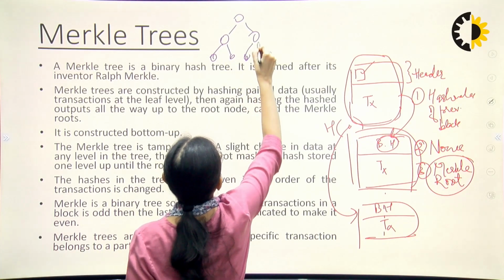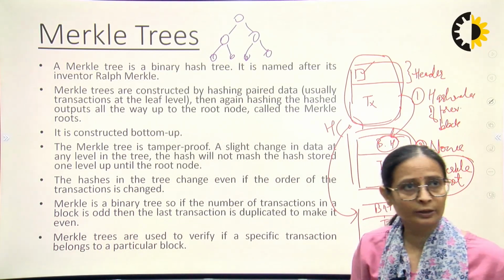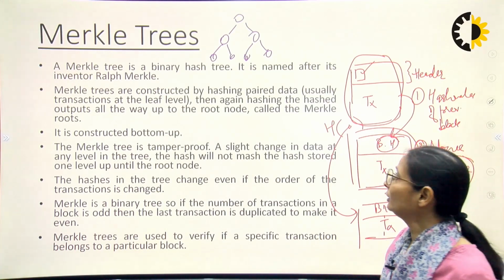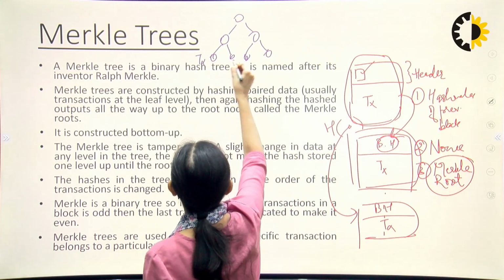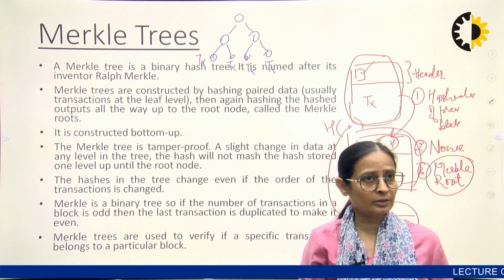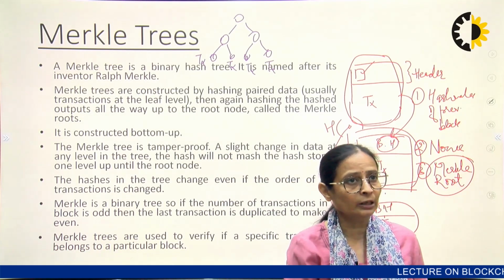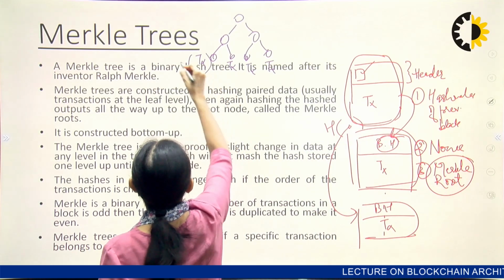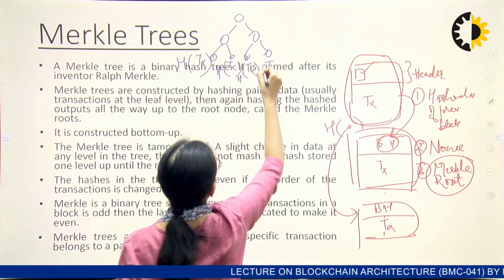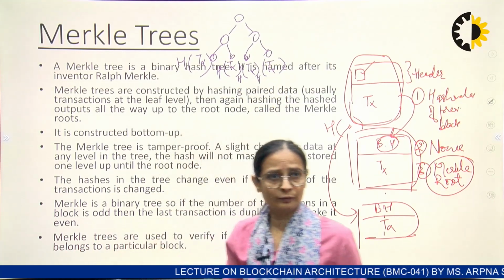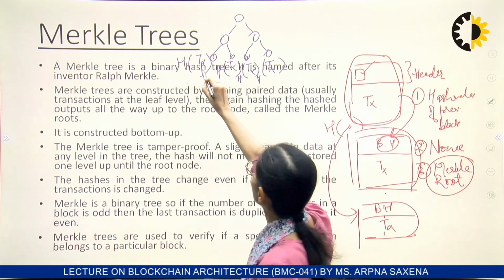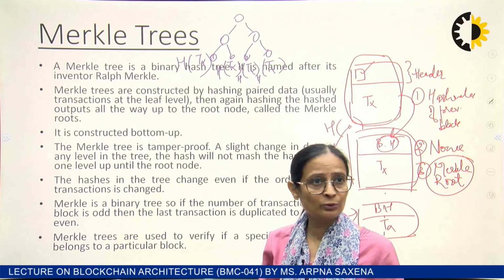It is a binary tree, so only possible children are 0, 1 or 2. So let's suppose this is my binary hash tree. At the lowest level, we have the transactions, and we are not storing the transactions on these leaf nodes. What we are storing? We compute the hash value of these transactions, and we store these hash values in the leaf nodes. Clear? So we have the hash values here, in all the leaf nodes.